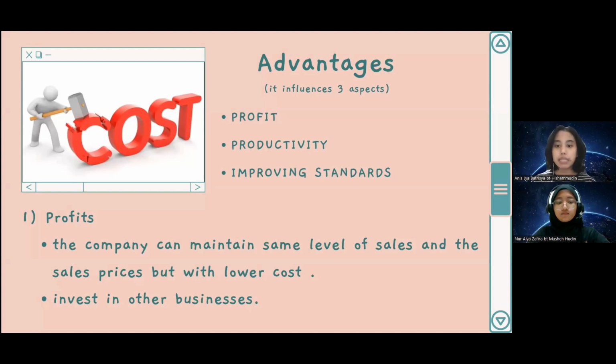The company can maintain the same level of sales and sales prices but with lower costs, meaning the process of reducing cost is unlikely to affect the number of transactions made to the company. So the number of products as well as their item rates can remain untouched. Subsequent to that, there is a little additional benefit: the money received from the sales that were not swayed by the changes can be used to invest in other businesses to generate more profits. It's kind of like a win-win situation, because you gain money from this business and then you invest it in another business to generate more income.